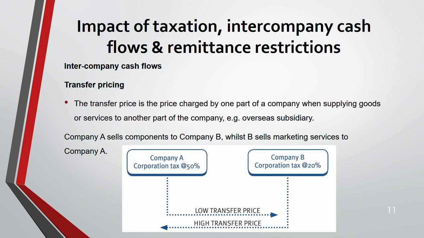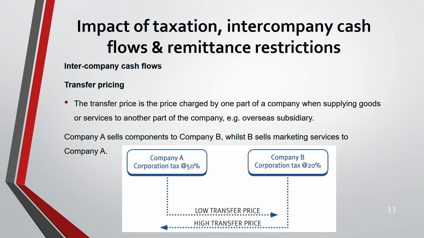Now let us look at this diagram. How can tax have an impact? To understand why a high or low transfer price will have an impact on tax, let's say company A is having a higher tax rate compared to company B. Look at the tax rate. Company A is paying 50%, whereas company B is only paying 20%. So if I ask you this question without looking at the diagram, tell me which company will charge a higher transfer price. Is it company A or company B? Company A will charge a low transfer price and company B will charge a higher transfer price.